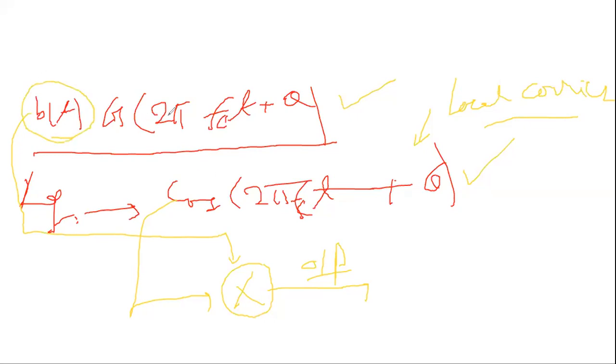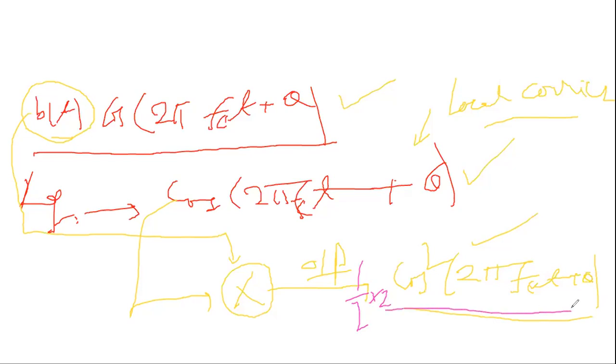So cos square will become cos square 2 pi f c t plus theta. Okay, so that will be the output from this. Now as you know cos square theta, you can rearrange it: halve it and add 2 here. So we get 2 cos square theta.